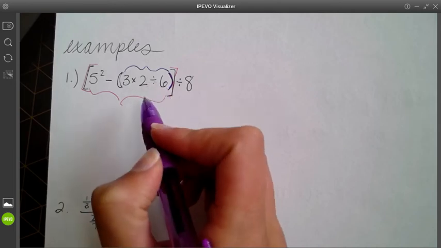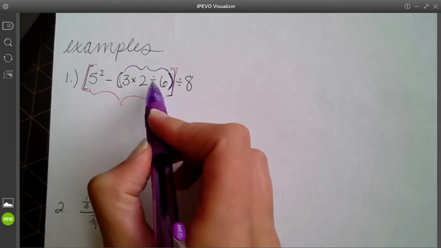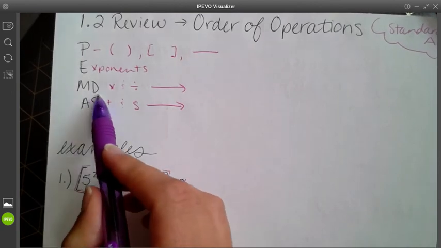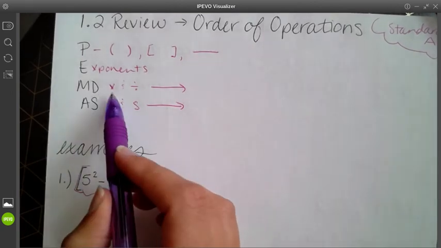Okay, what operations do we have? Multiplication, division. Those are on the same level, right? So we need to do that left to right.